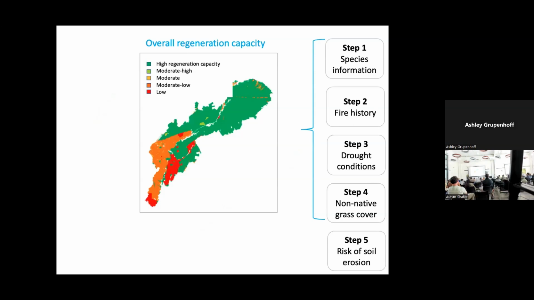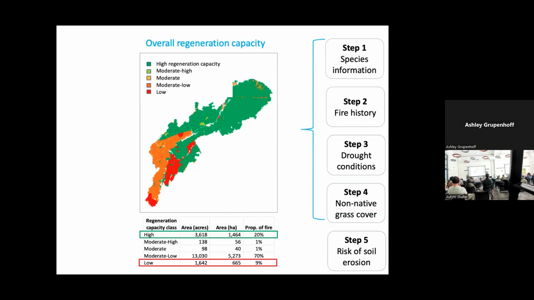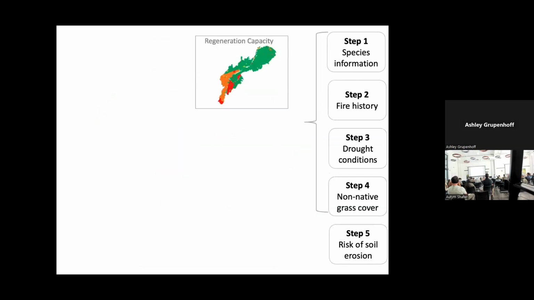And so this is the output of the first 4 steps, the overall regeneration capacity for the copper fire. And we can see that over 20% is in high regeneration capacity, but 9% is in the low regeneration capacity, providing a small area within which investigations could be made into specific areas for restoration.